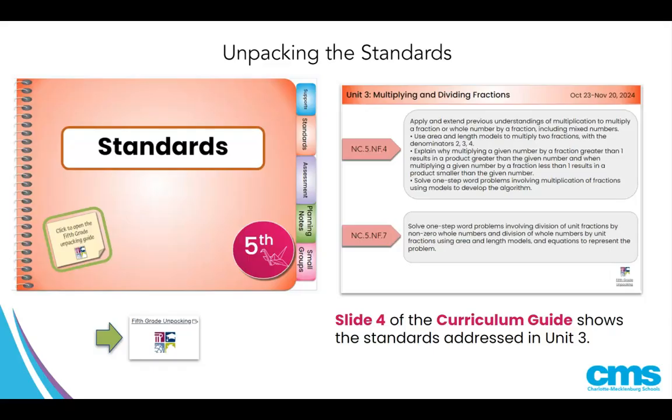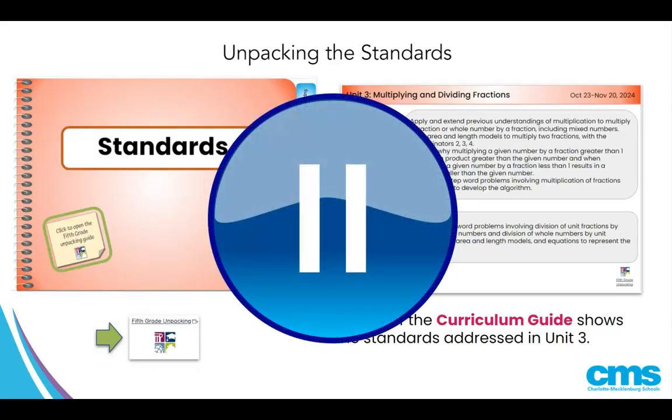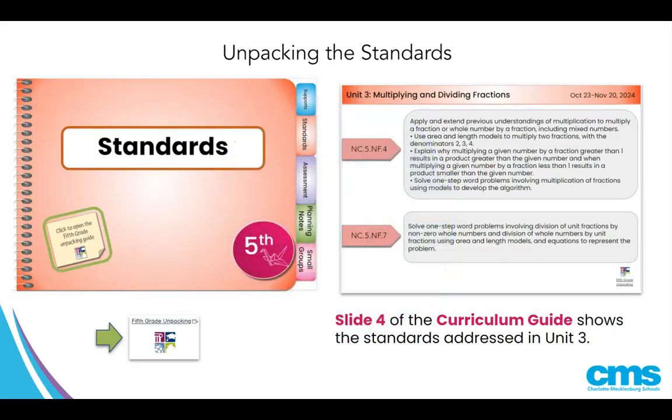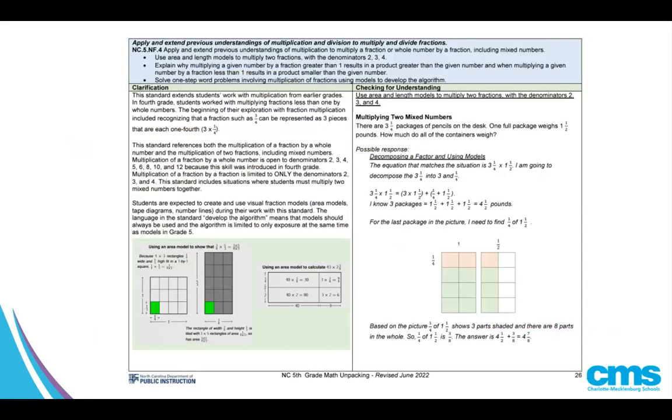There are some parts of NC5 NF4 that won't be addressed until Unit 6. I will tell you about those in a moment too. Pause the video and take a moment to read and annotate or take notes about these standards using the unpacking document from pages 26 through 32. I am going to share a few things I noticed and would want to take note of before teaching this unit. You might have some other things that you noticed.